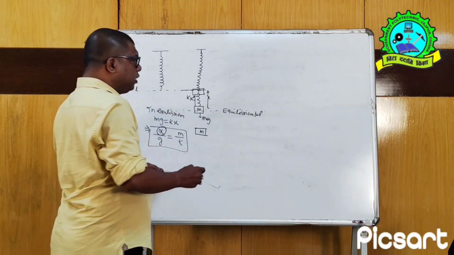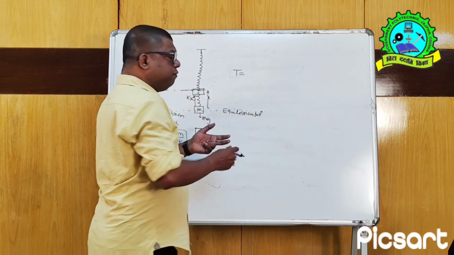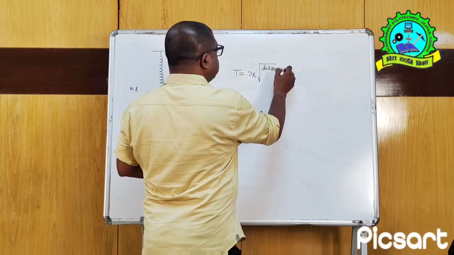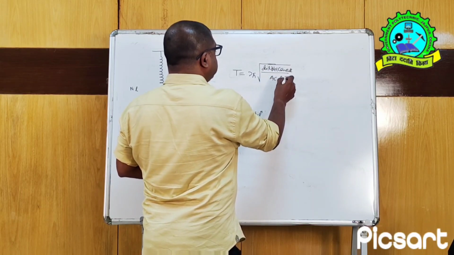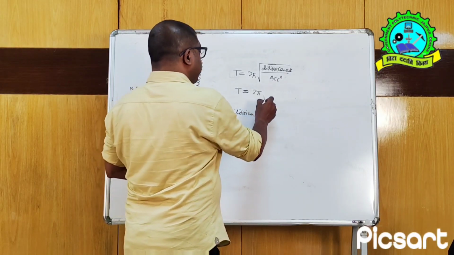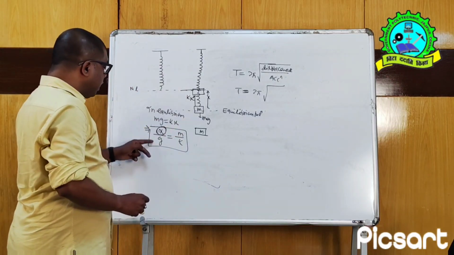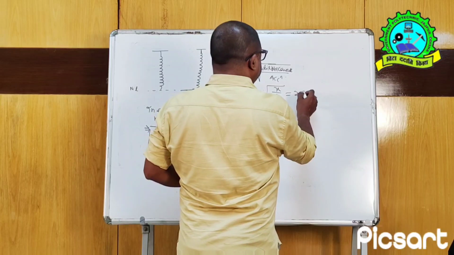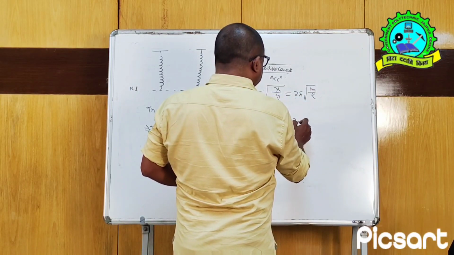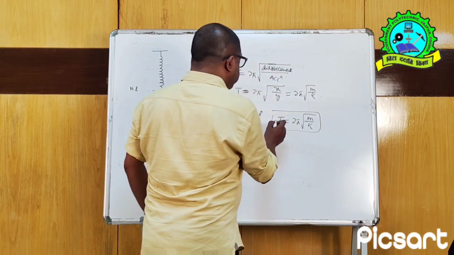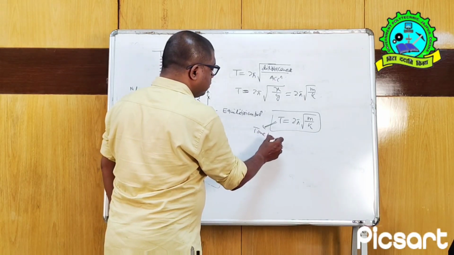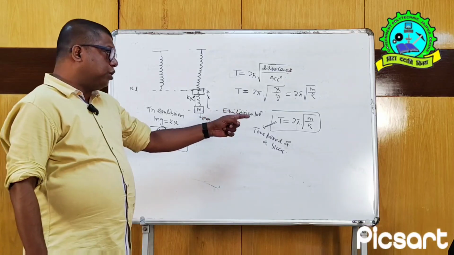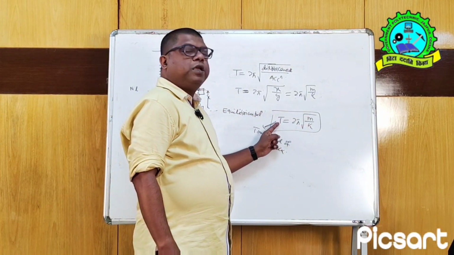G is the acceleration. And you know that the time period of a particle executing SHM, the general formula is T is equal to 2 pi root of displacement by acceleration. In this case, this is the displacement from the natural length, and this is the acceleration due to gravity, x by g. So x by g is equal to m by k. So time period T is equal to 2 pi root over m by k. This is the time period of a block, where m is the mass of the block attached and K is the spring constant.